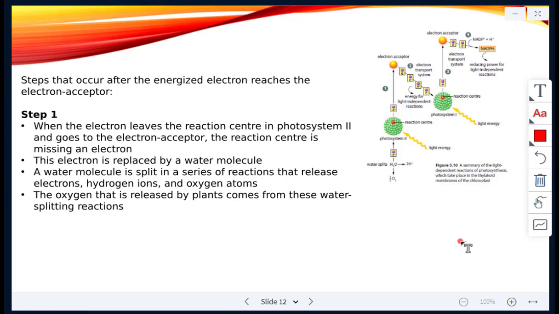The reaction center is missing an electron. So this electron is replaced by a water molecule. And a water molecule is split in a series of reactions. So we see the water molecule splitting right here that releases electrons, hydrogen ions, and oxygen atoms. The oxygen that's released by plants comes from these water splitting reactions. So right here.